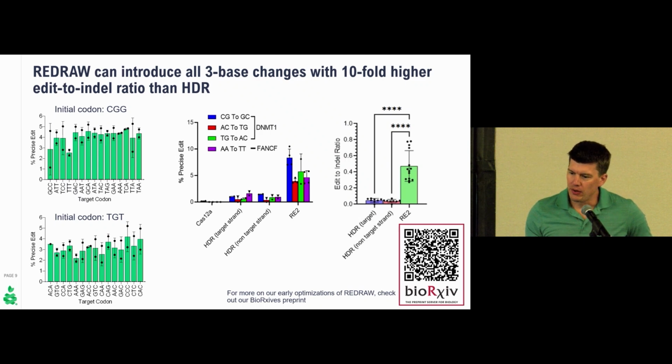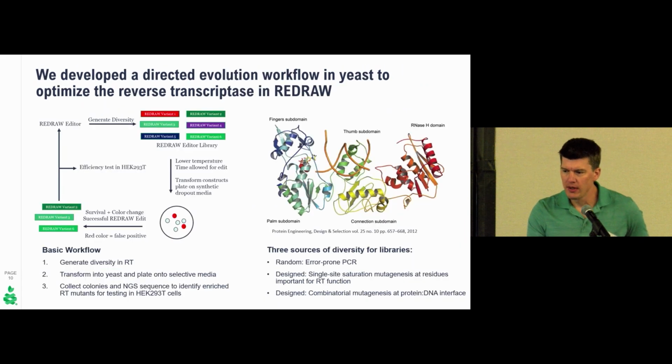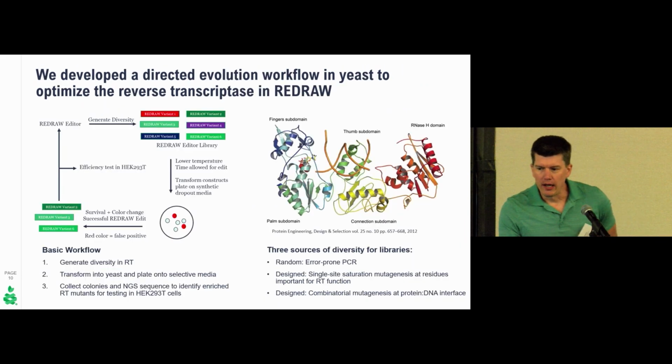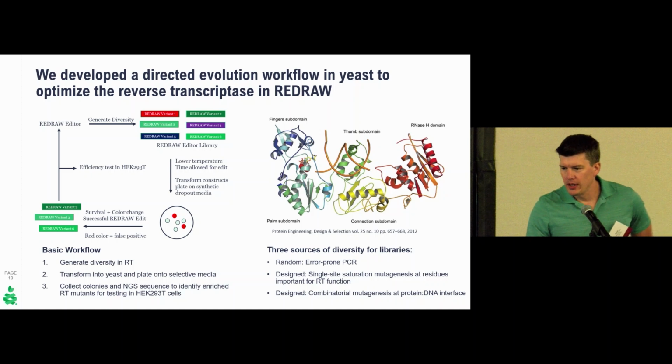We also compared it to homologous recombination using oligonucleotide-directed repair, and in the second generation of redraw, which is now kind of an outdated generation, we were getting 10-fold better activity for precise edit installation compared to the homology-directed repair, and also a much better edit to indel ratio. Since we released that paper, we've continued to work on it, and what I'm going to share here is some of the success that we've had with our yeast-directed evolution system.